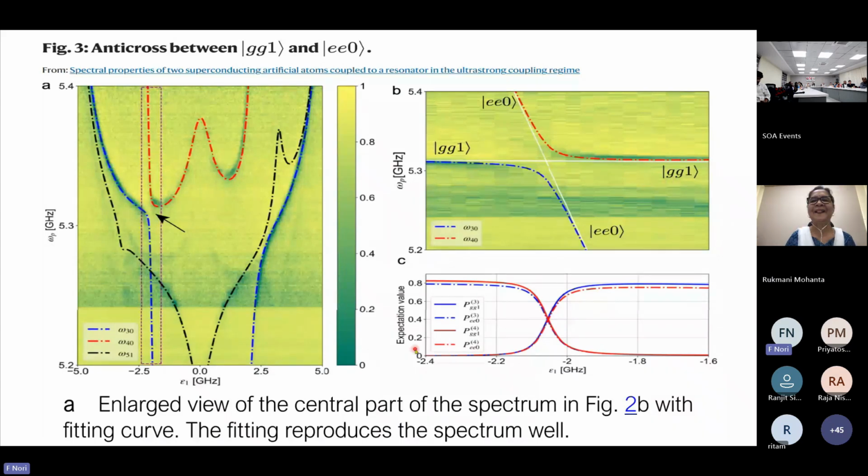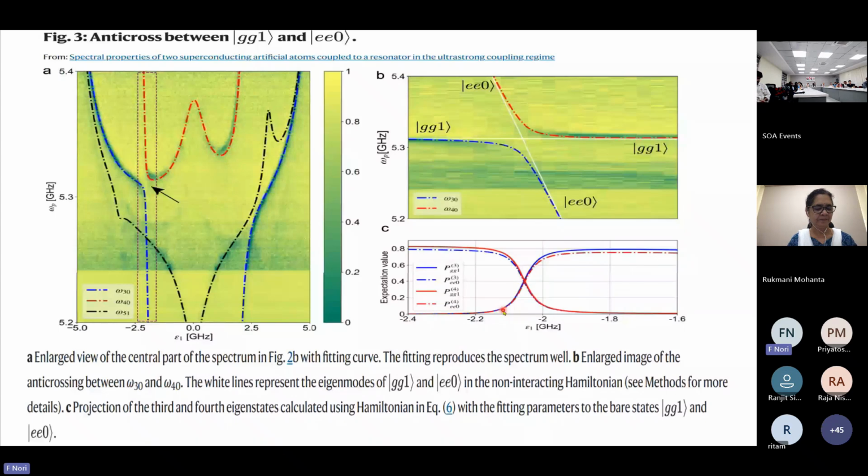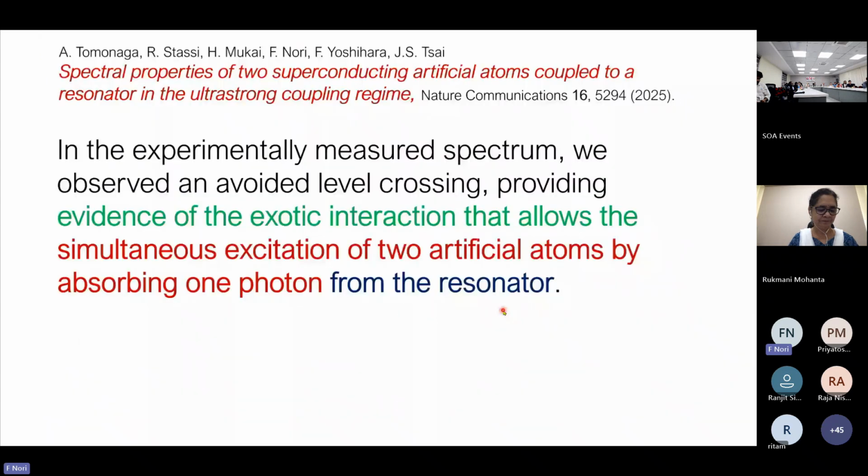The expectation when you change epsilon 1 is that when epsilon 1 is small, one kind of transition is very highly probable, and other ones are more probable at other frequencies. In this case, there's Rabi flopping between these two here. Okay, the large view here. So in this case, it provides evidence of this exotic interaction that allows the simultaneous excitation of two artificial atoms by absorbing one photon from the resonator.